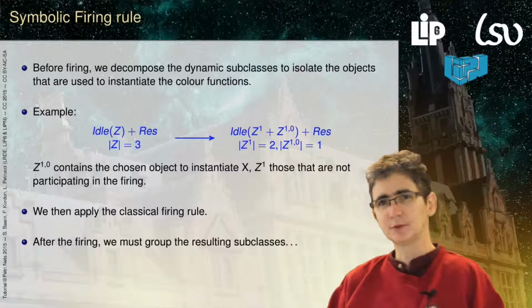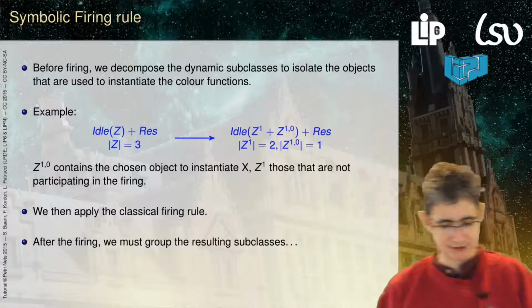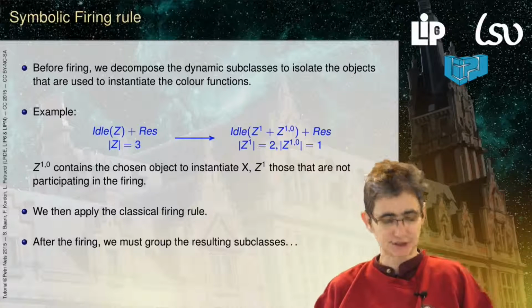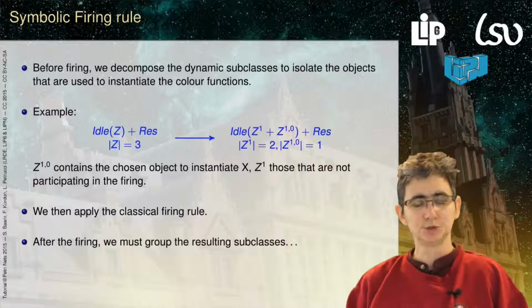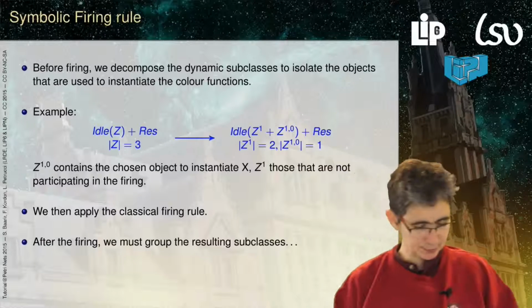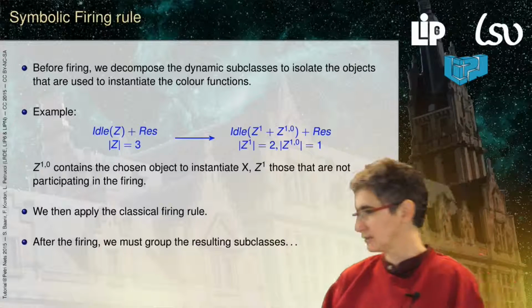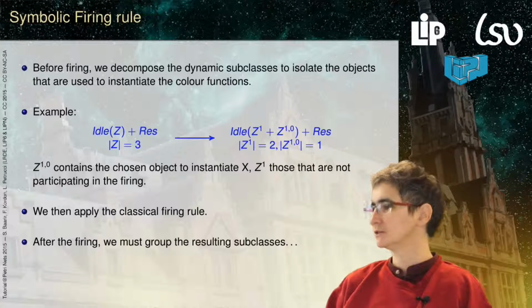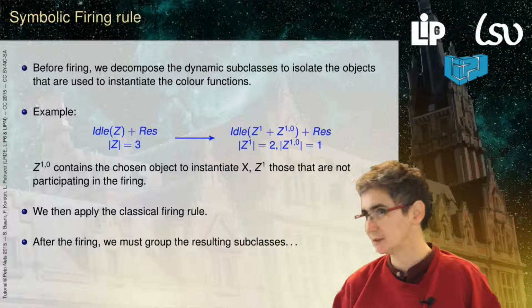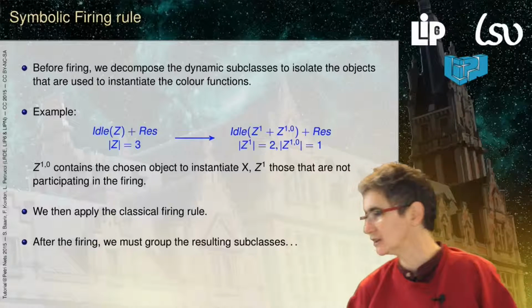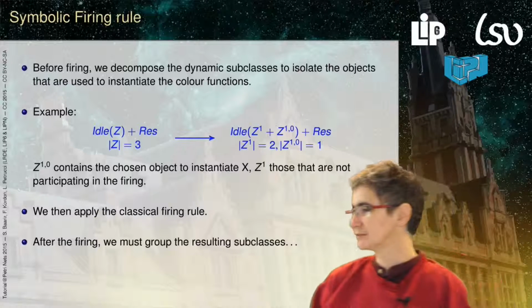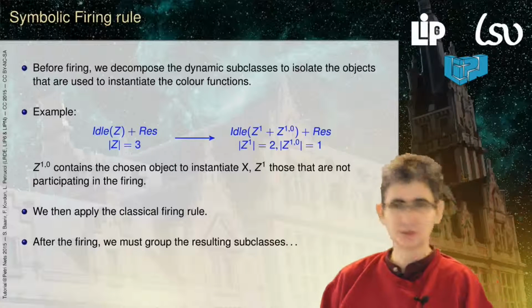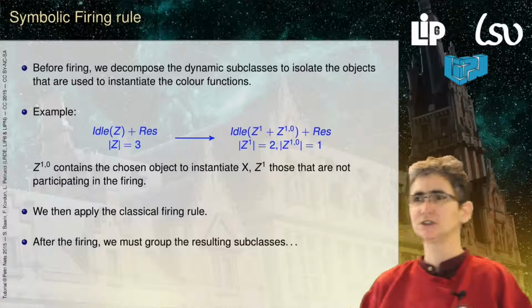So the symbolic firing rule is the following. Before firing, we decompose the dynamic subclasses in order to isolate the objects that will be used to instantiate the color functions to do the firing. For example, if we have idle of Z plus res as a marking, which was our introductory example about processes going in the critical section, with Z of size 3, that corresponds to the initial marking.